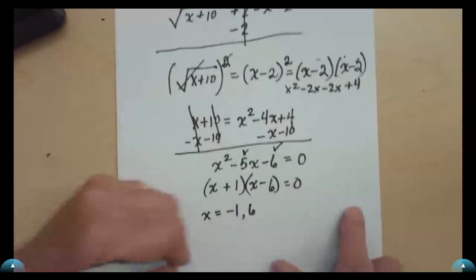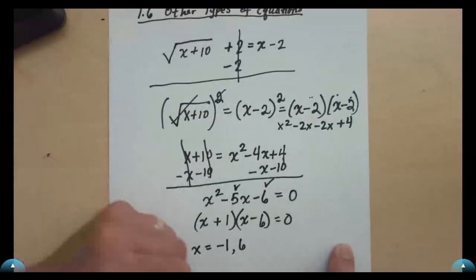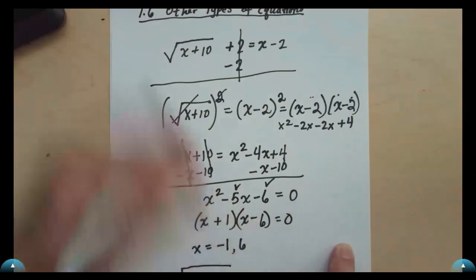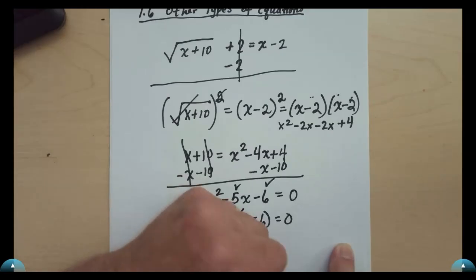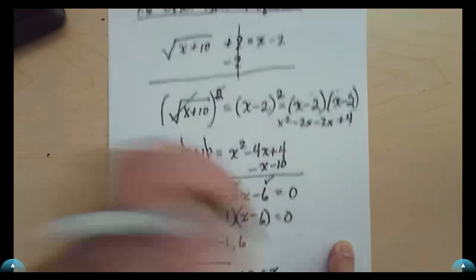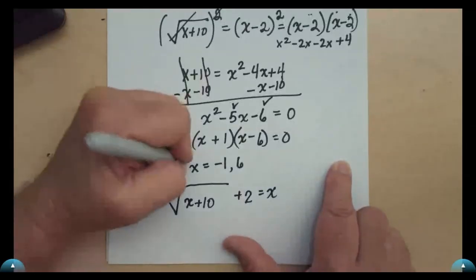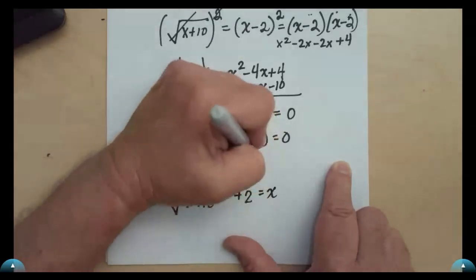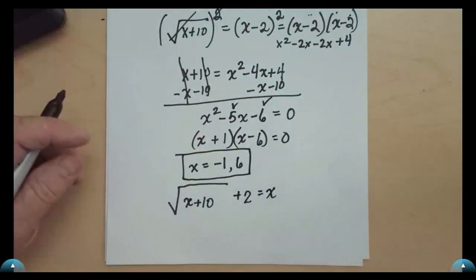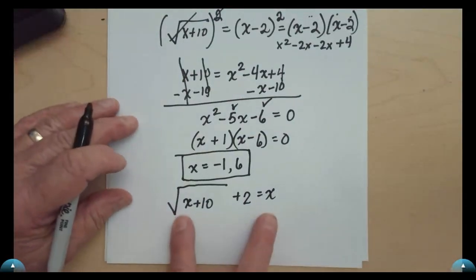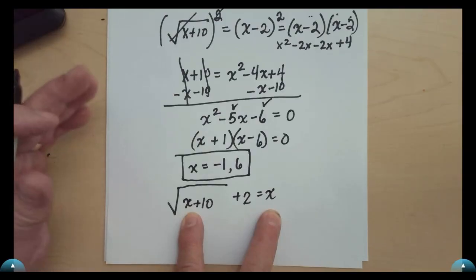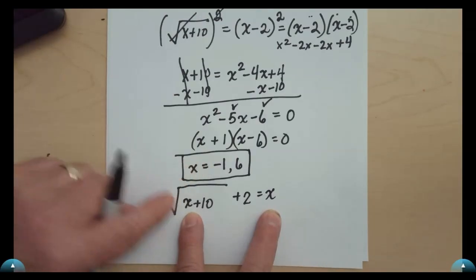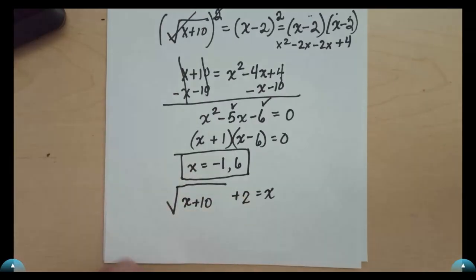Now, let me go back and look at my original equation. Let me write it again because I can't get everything on the screen at one time. That was my original equation. Here are my solutions, -1 and +6. Y'all take a minute and plug -1 into this equation in place of x and see if you get a true statement. In other words, check our solution for -1. Check it to see if it really is a solution to this equation.